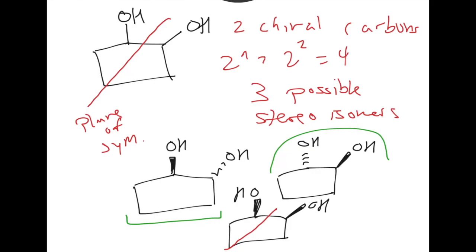They have to be on the same side of the molecule. Because even if the groups are the same, if they don't line up perfectly, you don't have that plane of symmetry anymore.